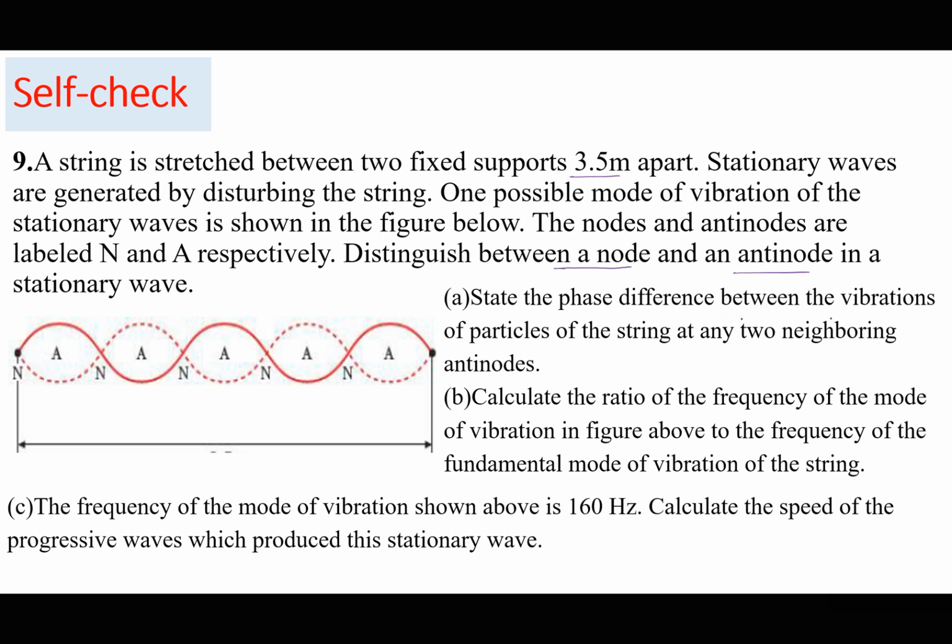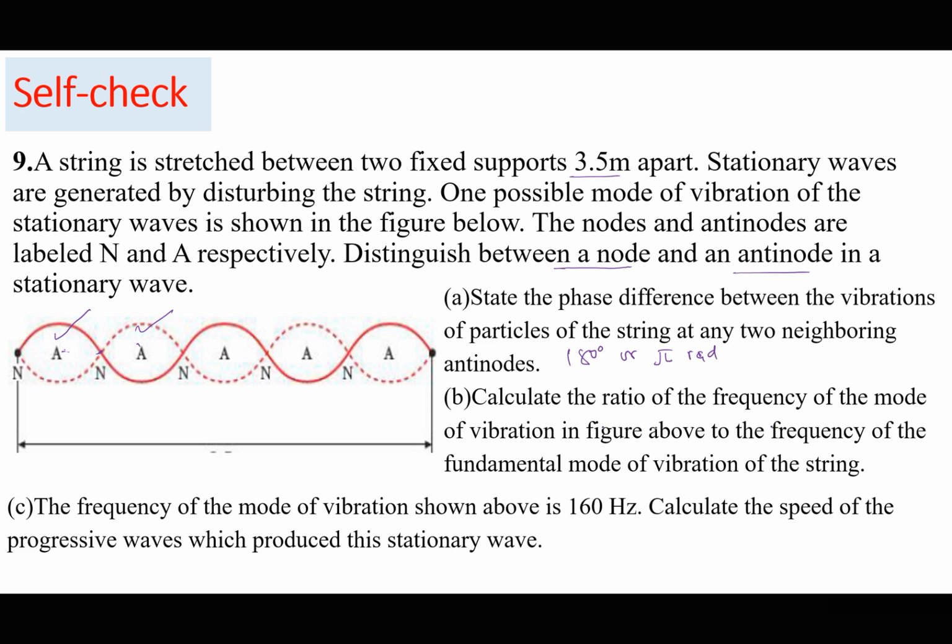State the phase difference between the vibrations of particles of the string at any two neighboring antinodes. So particles here and particles here are at two neighboring antinodes. Particles in one segment vibrate in phase with each other, but they vibrate 180 degrees out of phase with the neighboring particles. So the answer here is 180 degrees or pi radians. Particles between two neighboring nodes vibrate in phase, so the phase difference would be 0. But particles between two neighboring antinodes vibrate 180 degrees out of phase.